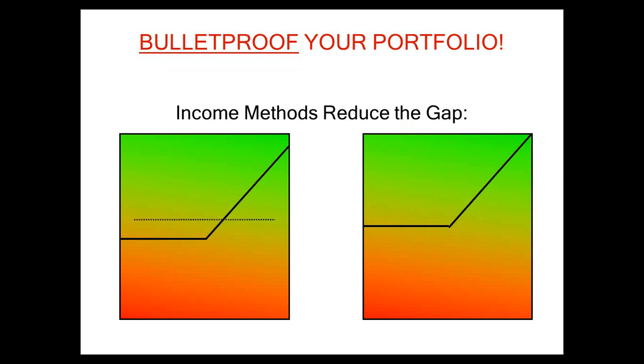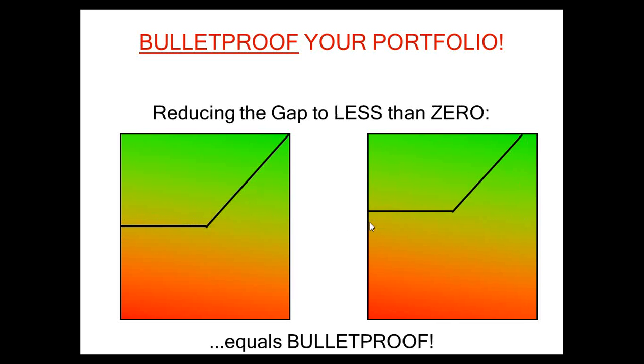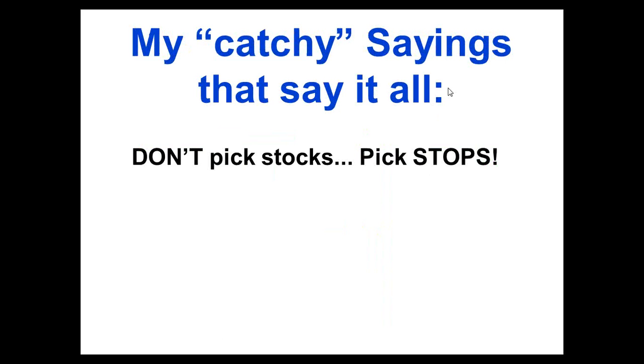So the income methods reduce the gap between the most you could possibly lose and the break even, until finally, if you reduce it enough, you make yourself bulletproof to where you can't possibly lose. That's really exciting, and of course your stock still has unlimited upside if she decides to keep going. Here's what I like to say, my catchy sayings that go like this: don't pick stocks, pick stops.